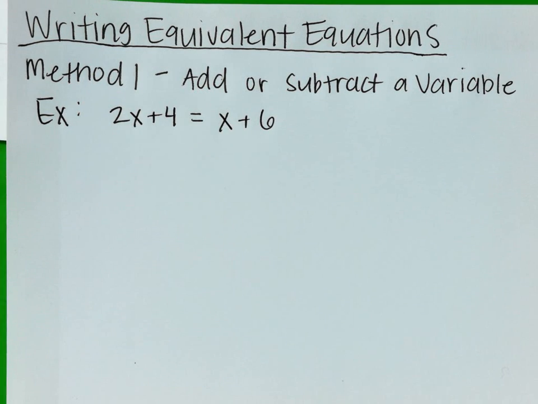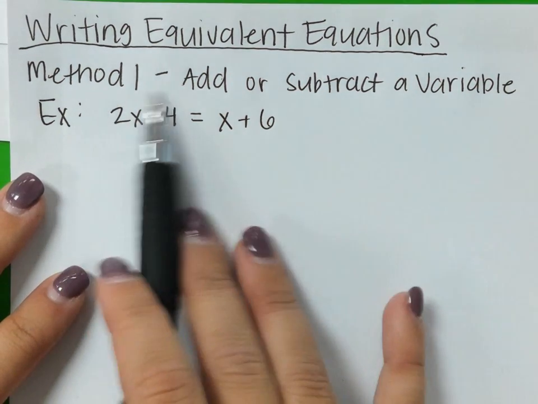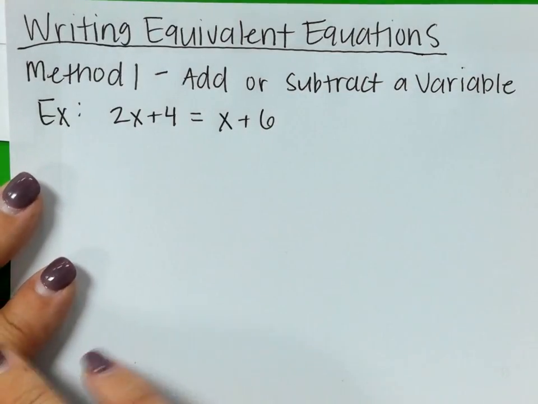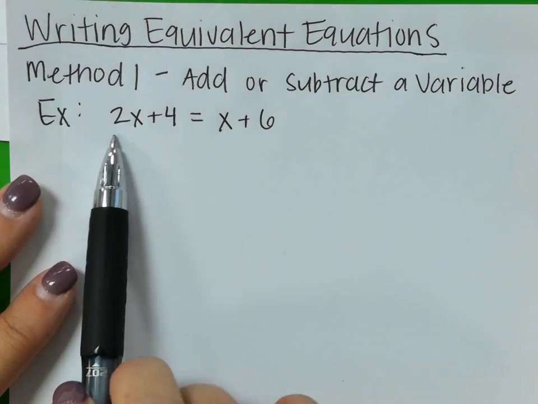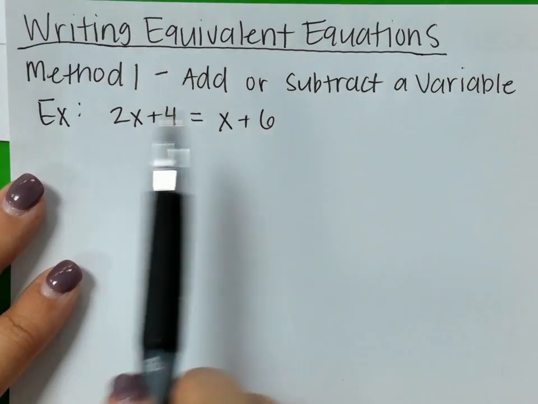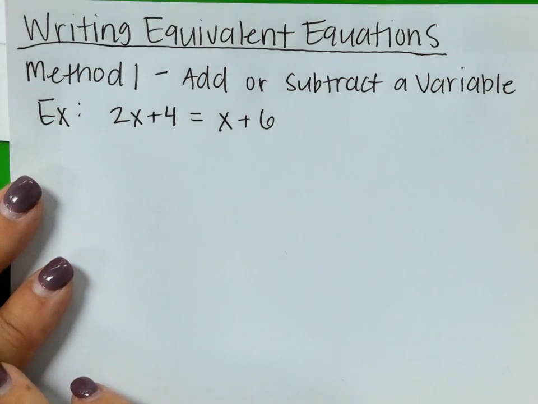I want to be able to write an equivalent equation. So somebody tell me what an equivalent equation means. If they're equivalent, what does that mean? They're equal, so that means they have the same answer. Okay. So method 1 tells me that I can either add or subtract a variable in order to get an equivalent equation. So my variable, that means I've got a 2x over here and x over here. So if I add or subtract one of those, which one do I need to do? The 2x.